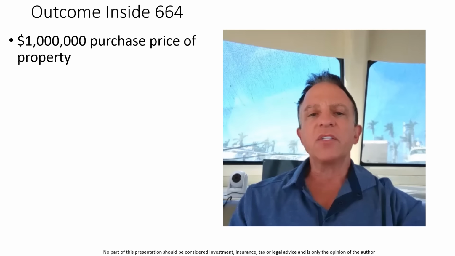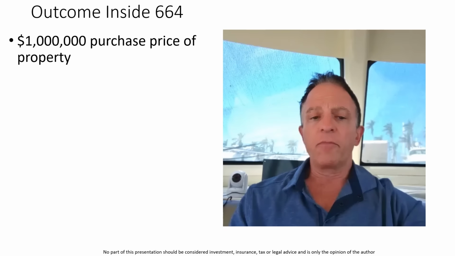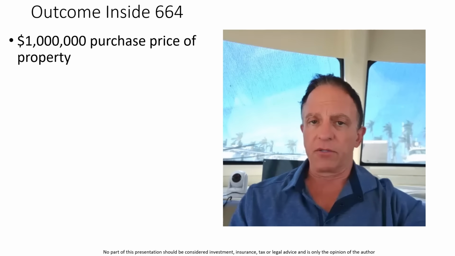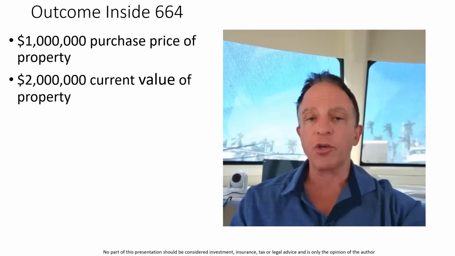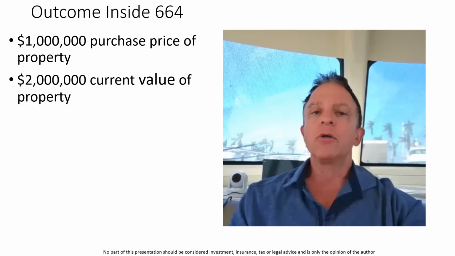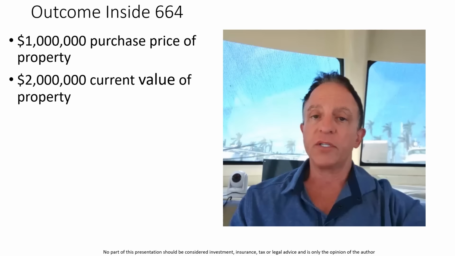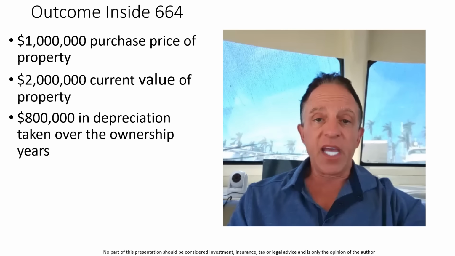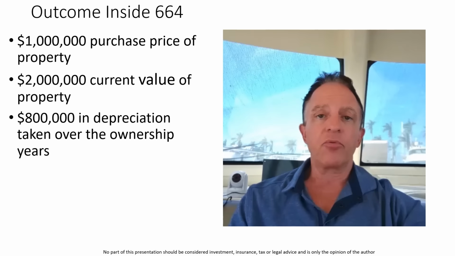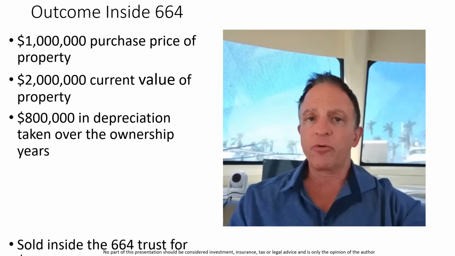So let's look at what ends up actually happening. If we have a 664, remember, we bought the property for $1 million. That's the example we're using. The value of the property now is 2 million. So when we contribute the property to the 664, the value is 2 million, not the million you bought it for, but 2 million. We have taken 800,000 in depreciation. That's because you've owned it for long enough, you fully depreciated it out.